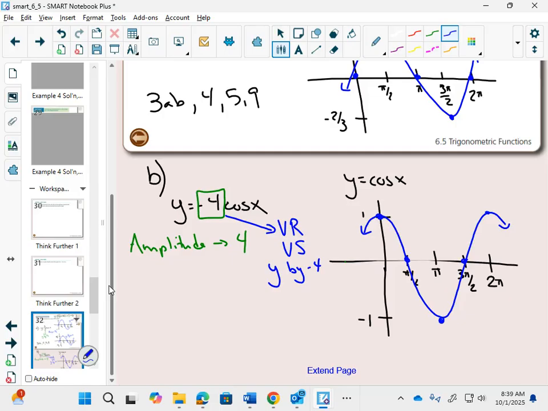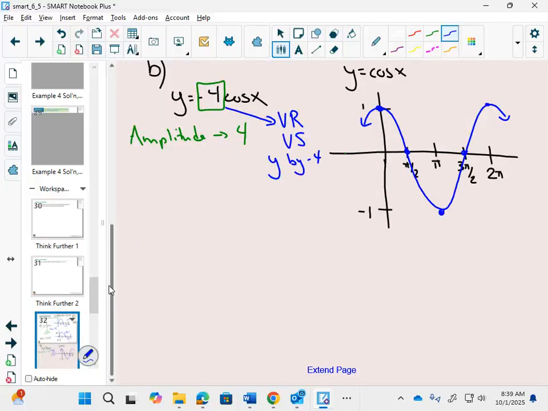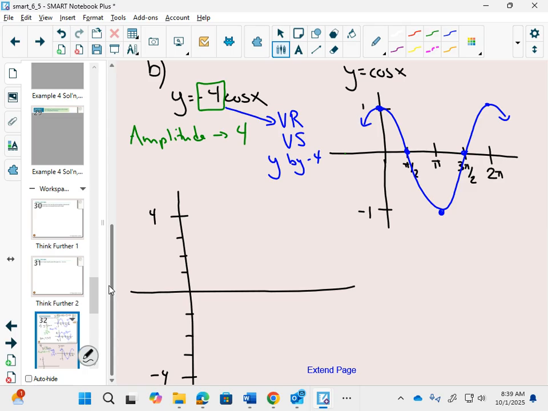Our shortcut for graphing this is we're going to start the same way. But instead of marking a max of 1 and a min of -1, if our amplitude is 4, that means we'll go up to +4 and down to -4. Our period is still 2 pi. That gets divided into 4 equal sections. There's our axes family.